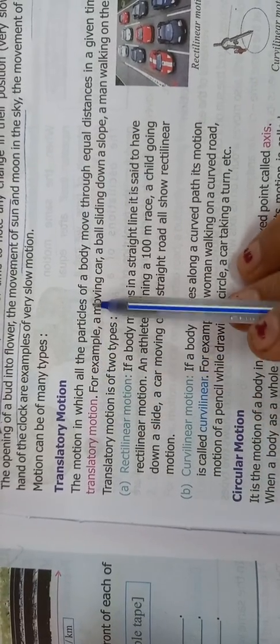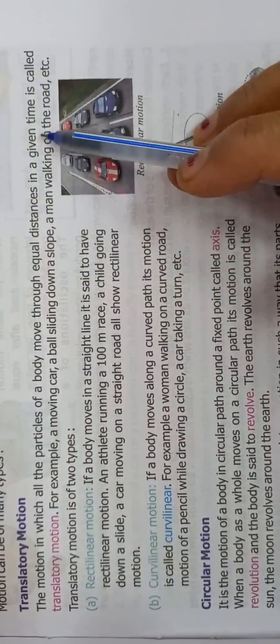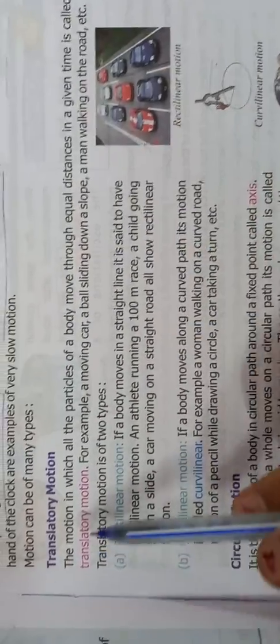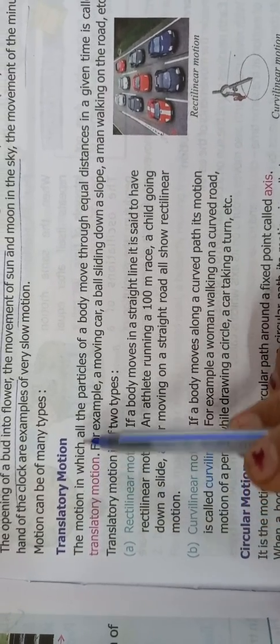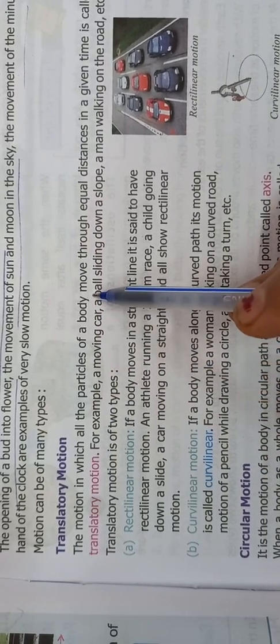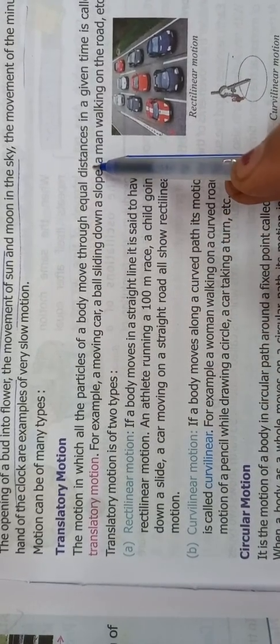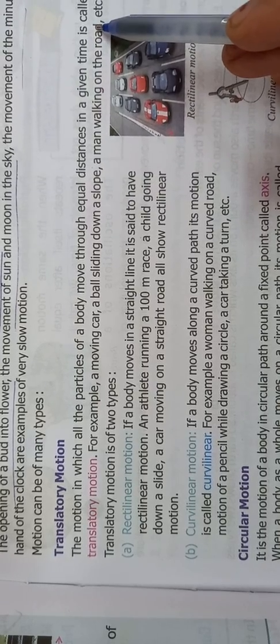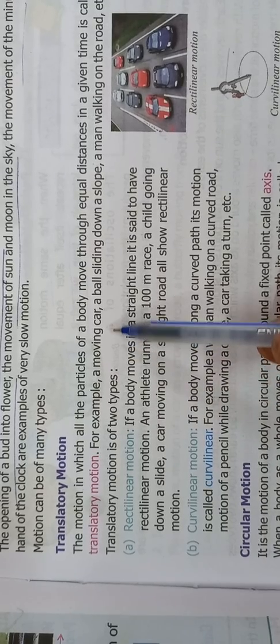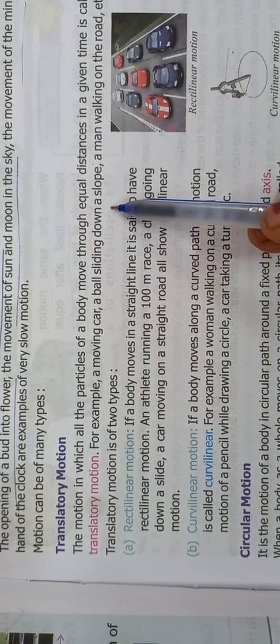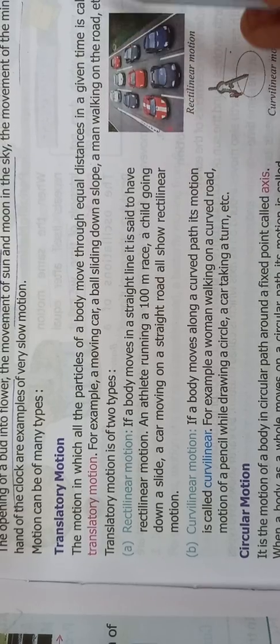First is translatory motion. Translatory motion means the motion in which all the particles of a body move through equal distance in a given time. For example, a moving car, a ball sliding down a slope, a man walking on the road.